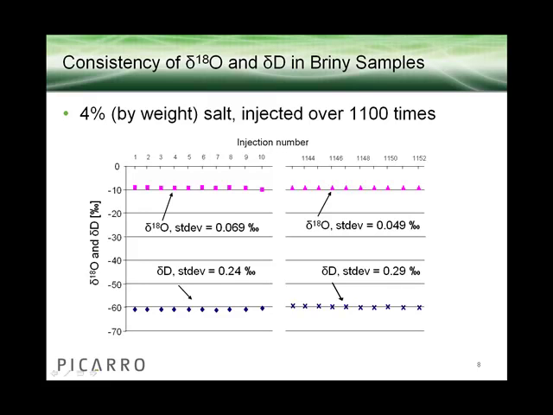On the right are the delta 18O and delta D values from injections numbered 1,144 through 1,152. Two pieces of information stand out. First, there is no change in the values from the beginning of the run to the end. And second, the precision also remains incredibly stable for both isotopes, and well within our guaranteed performance for non-salty samples.